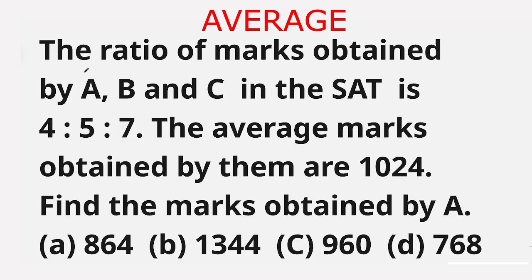Our question is, the ratio of marks obtained by A, B and C in the set is 4:5:7. The average marks obtained by them are 1024. Find the marks obtained by A. The given options are option A 864, option B 1344, option C 960, option D 768.